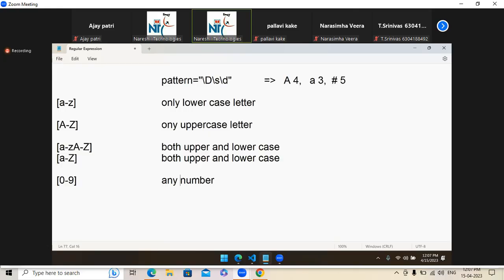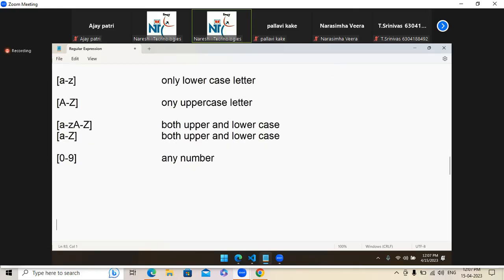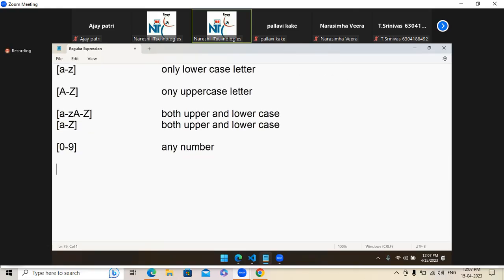Any numeric, any number. It is equivalent to \d. You can use \d, you can use this. But what is the difference? In \d, you can define only 0 to 9. \d is 0 to 9. Here it is our wish. You can say 4-9. That means it will be only 4 to 9. You can say 4 to 7. Your wish, you can start. If you say \d, it is always 0 to 9.